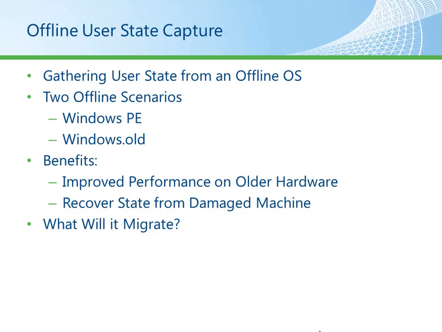So what will migrate offline? Well, in the offline situation, the user data and settings that migrate offline are similar to the online migration. We get data and registry settings specified in the big XML file. We get user accounts. We get application settings. We get a limited set of the operating system settings. We get EFS files, and we also get Internet Explorer favorites.